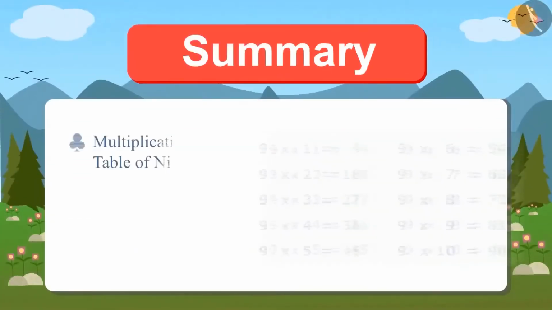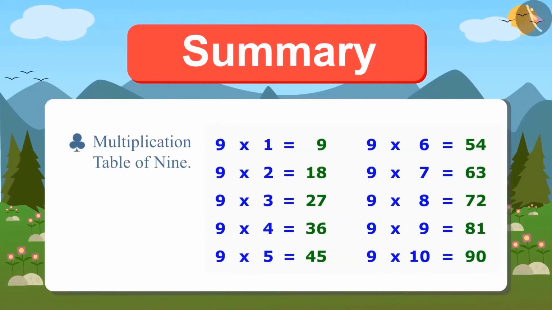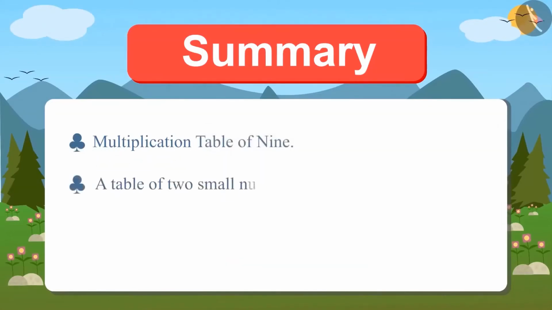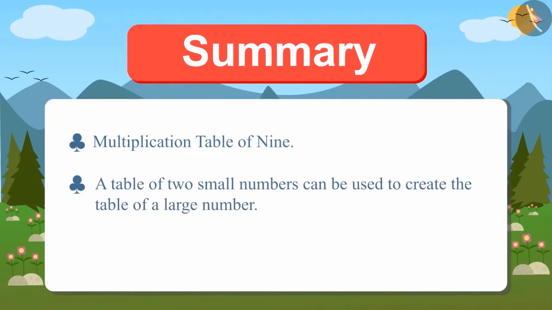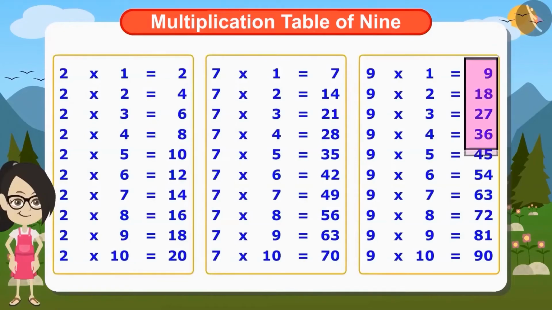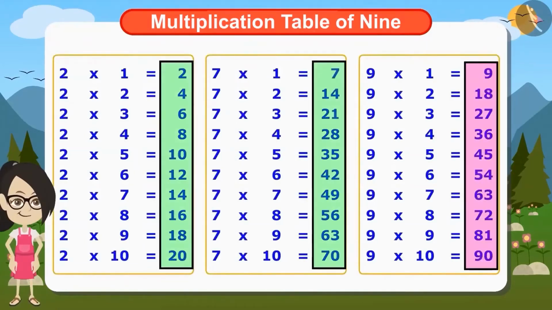Today we learned the multiplication table of 9, and together we also learned that the tables of two small numbers can be used to create the table of a large number. For example, Vandana used the tables of 2 and 7 to find the table of 9.